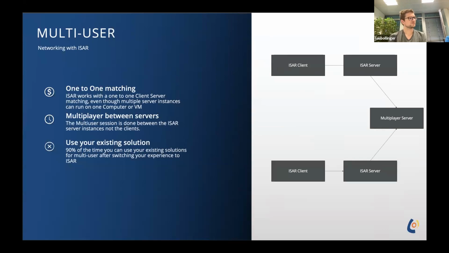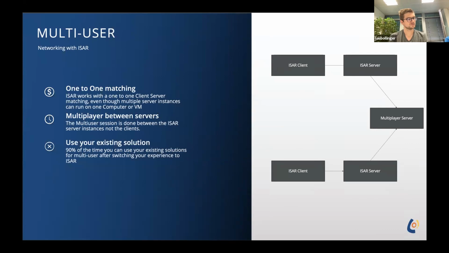So concept-wise, we have still a one-to-one matching from client to Iser server. So every Iser client has its own rendering server. Physically, they can be on the same machine. They can be on different VMs. They can be on the same VM. Like we had running up to 4 instances on the same actual computer. But logically, it's its own process connecting to its own client. The multi-user has to happen between the servers.